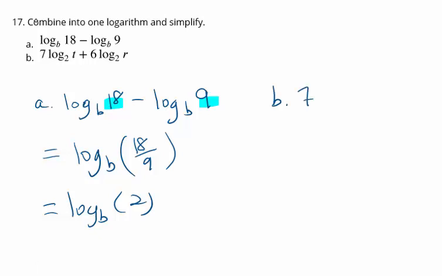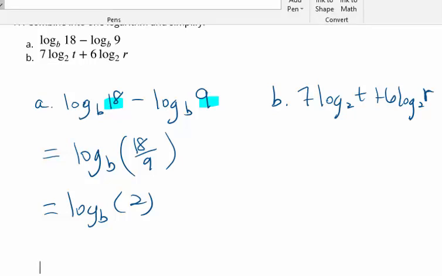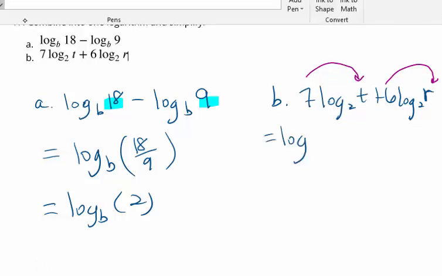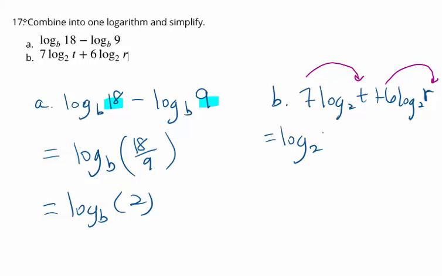Okay, so for part B, we have 7 log base 2 of t plus 6 log base 2 of r. Okay, now the first thing before we do the combining, we want the coefficient of the logarithms to just be a 1, and they're not yet. So we're going to use what's typically called the power rule. Okay, so to rewrite each of these arguments, this is log base 2 of t to the 7th plus log base 2 of r to the 6th.